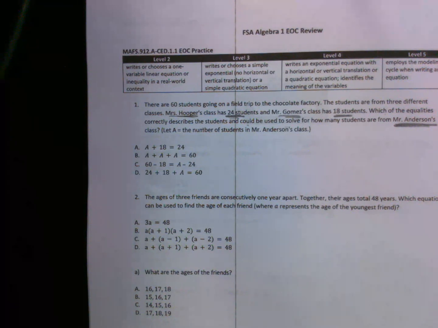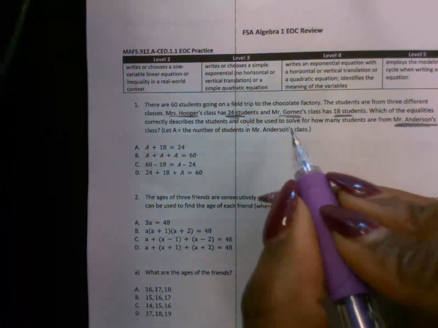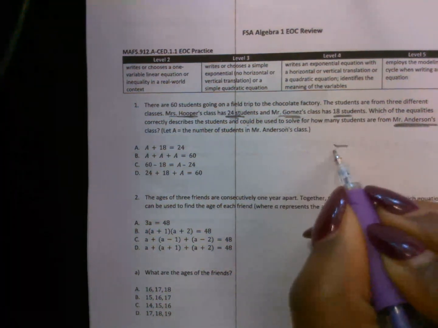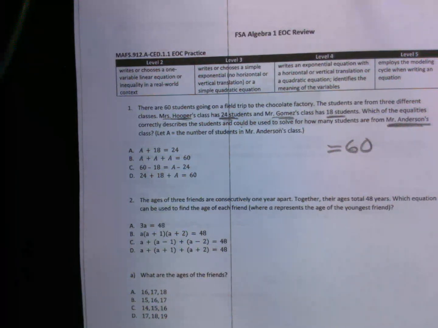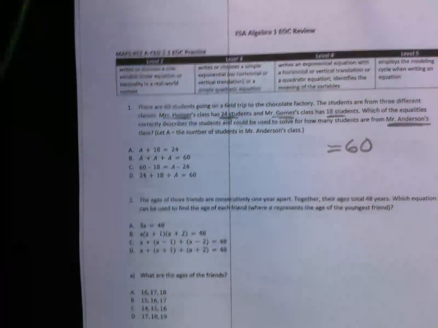And the total is going to be how many? What's the total of everybody? The total of everybody is 60. So everything equals 60. So what are we adding together to get 60 there? We're adding Hooper's class. How many students in Hooper's class?